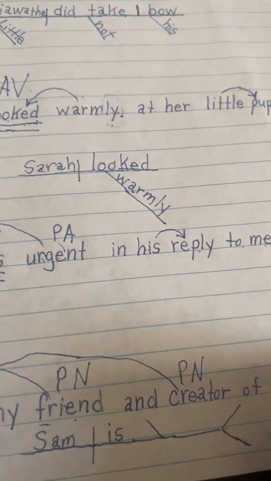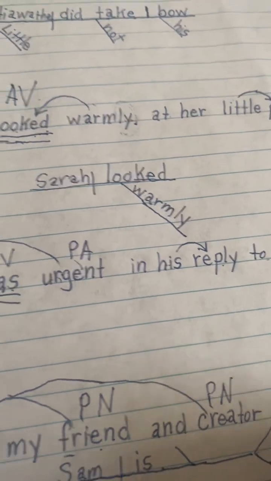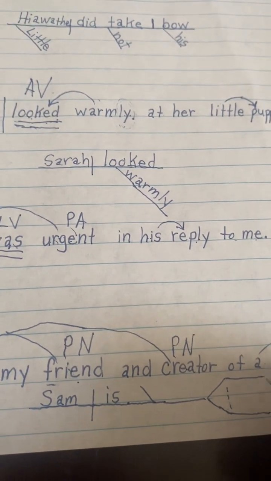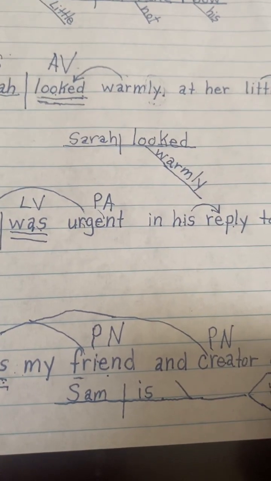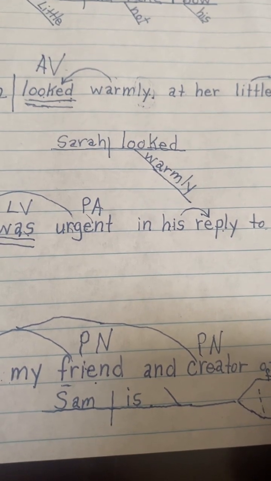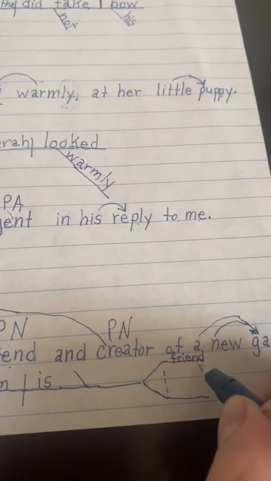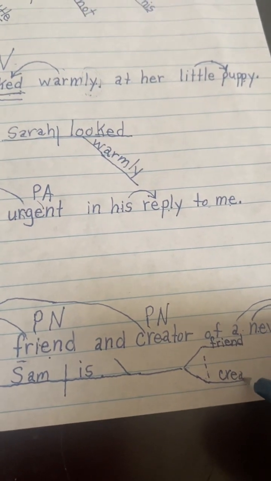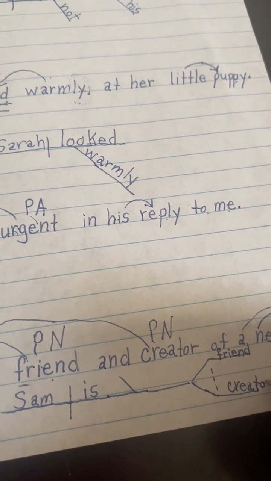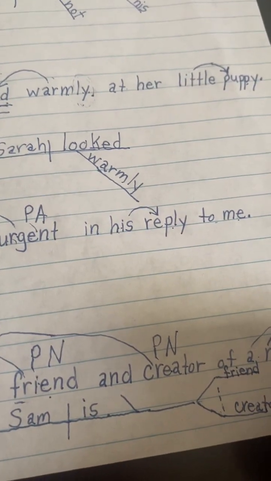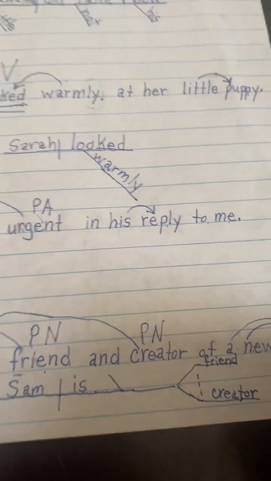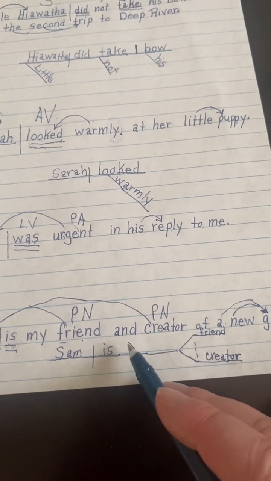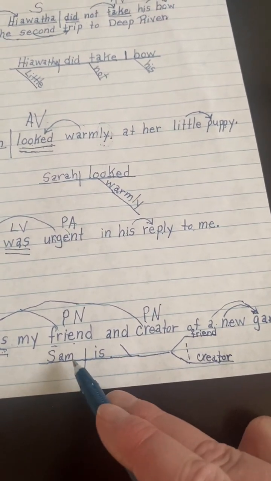Okay. Yeah, I don't have much room there. And so we could put friend. He's friend. And he's creator both. He's creator of a game. He made his own game. What do you think about that? So he is both those things. And again, this kind of reminds you of an arrow going back to the subject. Okay?